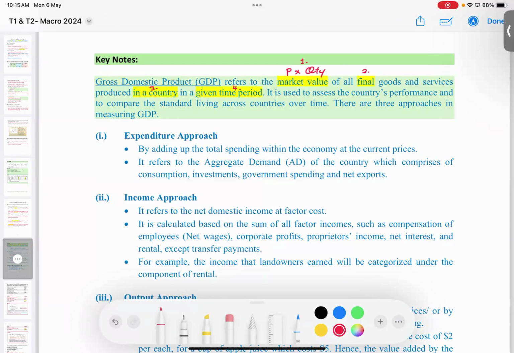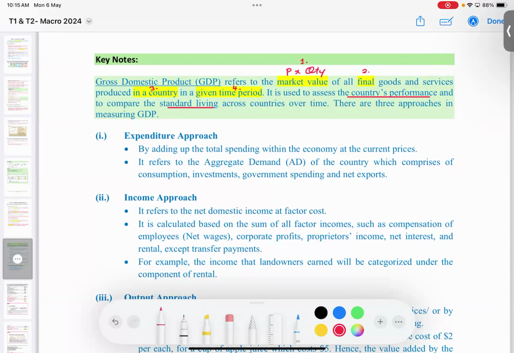So therefore, with the use of GDP, I can see what is the country's output overall. With this information, I can assess the country's performance, and also compare the standard of living across countries over time. So I can compare to see whether there is any improvement from year to year or not, and see whether there's an improvement as compared to other countries or not. So that's how we use GDP in our daily life as well. Okay, so remember GDP looks into the value of the country's outputs.